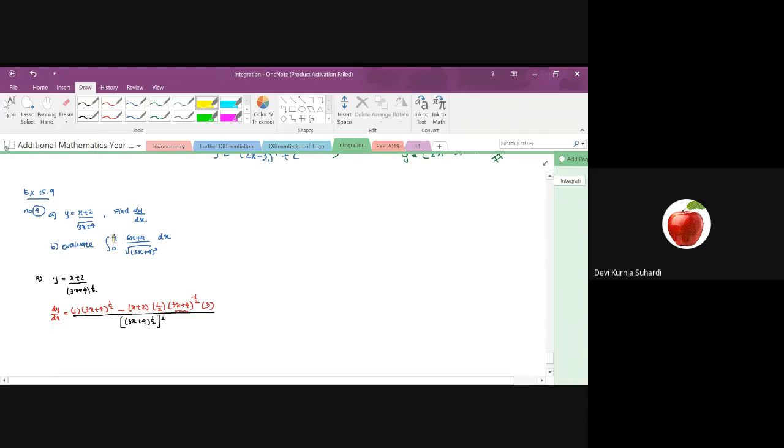Because you see, at the end of the day I need to find this. All right, so I'll try my best to change whatever I have currently into something that looks like this so that we can manipulate them. So therefore, let me rewrite this as square root of 3x plus 4, and then simplify this guy, minus (3x plus 2) divided by 2 square root of 3x plus 4. Okay?